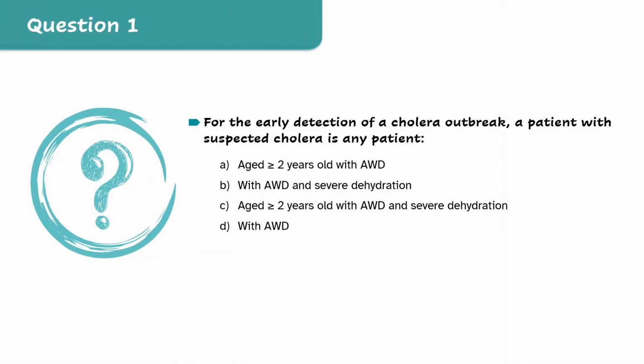Question 1. For the early detection of a cholera outbreak, a patient with suspected cholera is any patient: A. Age 2 years old or older with acute watery diarrhea, AWD. B. With AWD and severe dehydration. C. Age 2 years old or older with AWD and severe dehydration. D. With AWD.